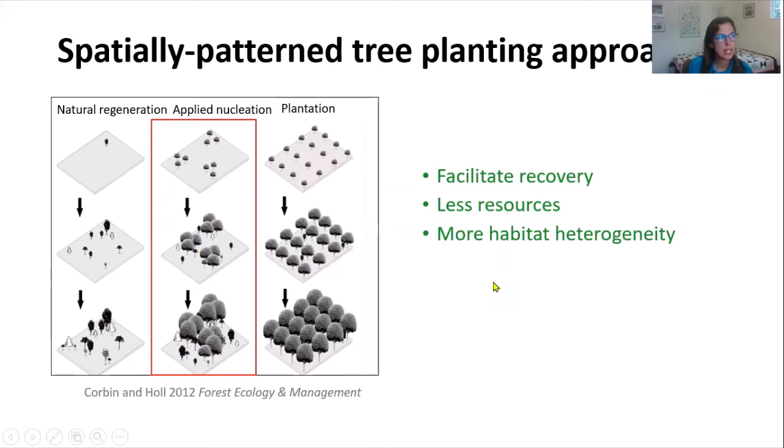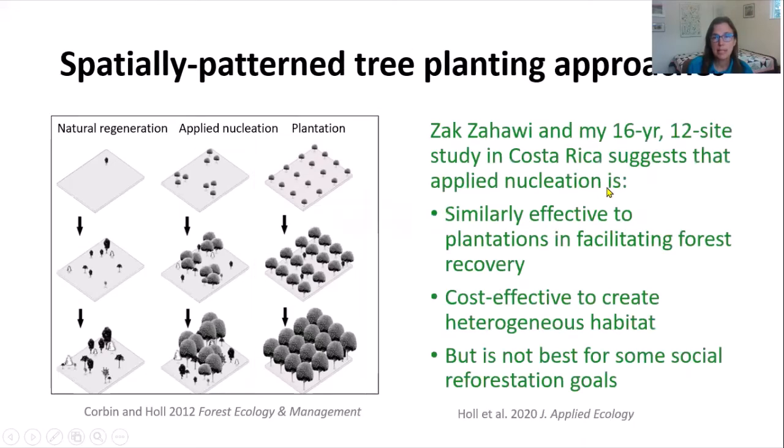And the idea here is that they facilitate recovery, but they use less resource and create more habitat heterogeneity. And what we found in a 16-year study that I've been doing with Zach Sahawi is that they can be similarly effective to plantations in facilitating forest recovery. They create heterogeneous habitat, but they may or may not be the best strategy socially, because we found that some landowners would prefer a more intensive planting system that's more orderly. And this is a key point that we're going to have to pick and choose and tailor the approaches to the local site conditions. There isn't a one-size-fits-all strategy.